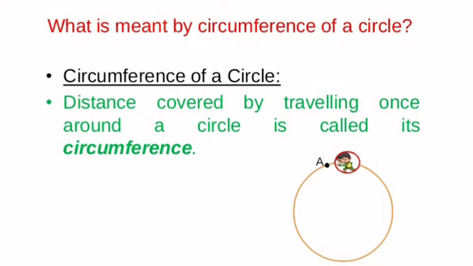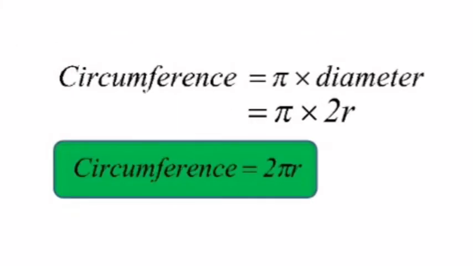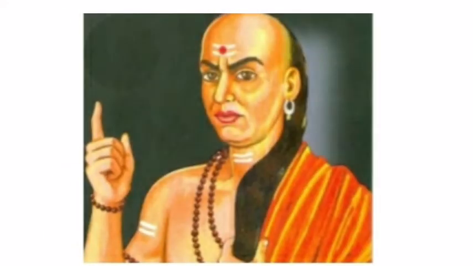It is the distance covered by traveling once around a circle. Now, what do you know about pi? The circumference of a circle bears a constant ratio with its diameter. This constant ratio is denoted by the Greek letter pi. Therefore, the circumference is equal to pi into diameter, that is 2 pi r. The great Indian mathematician Aryabhatta gave an approximate value of pi, which is nearly equal to 3.14.